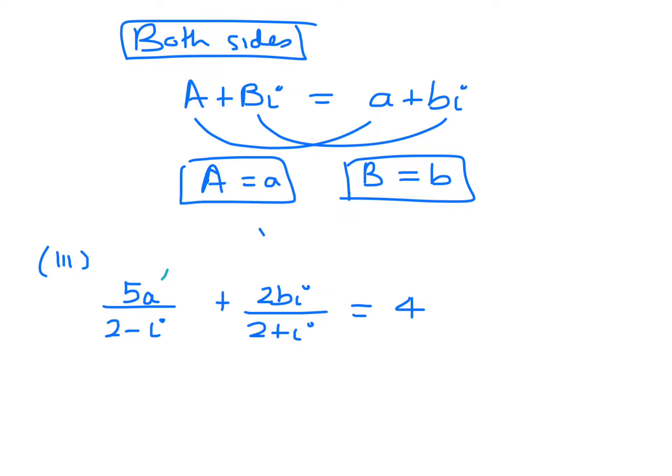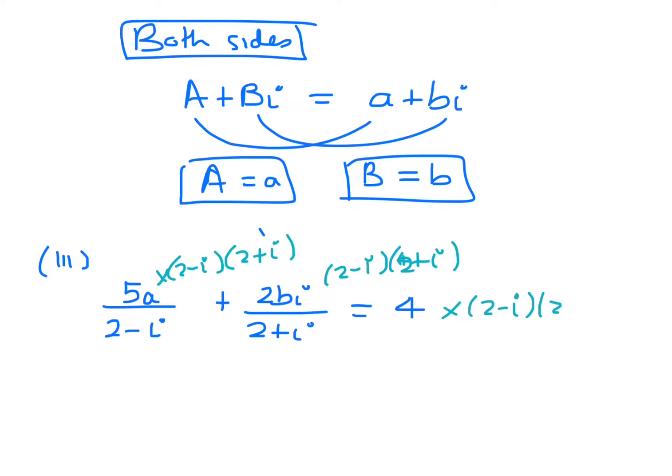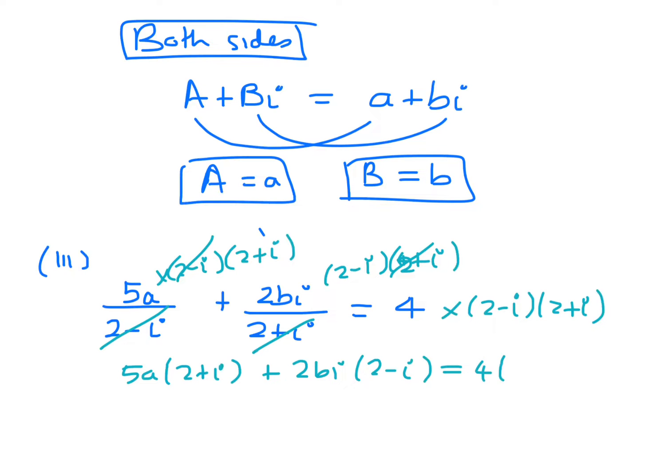So I'm just going to get rid of the denominator straight out this time. So multiply everything by 2 minus i, 2 plus i, 2 minus i, 2 plus i, and 2 minus i, 2 plus i. So that means that that'll cancel. So you get 5a(2 plus i) plus 2bi(2 minus i) equals 4.